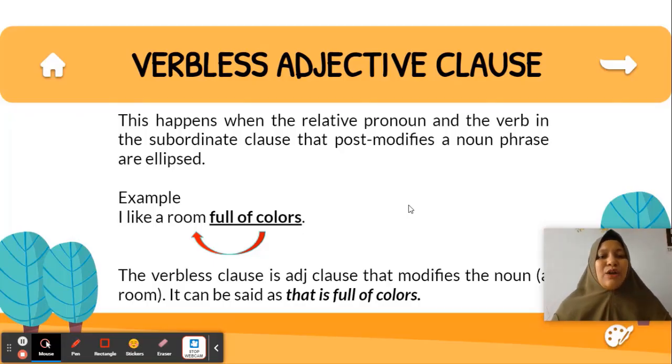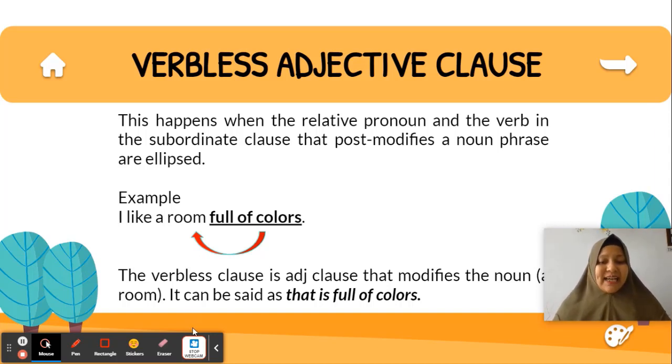Okay, the next is verbless adjective clause. It means that the adjective clause doesn't have any verb. Okay, this happens when the relative pronoun and the verb in the subordinate clause that post-modifies a noun phrase are elided. For example, I like a room full of colors. The adjective clause here is full of colors. Okay, but full of colors here doesn't contain any verb, but it is an adjective clause. It modifies the room.